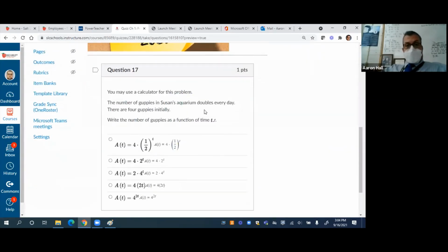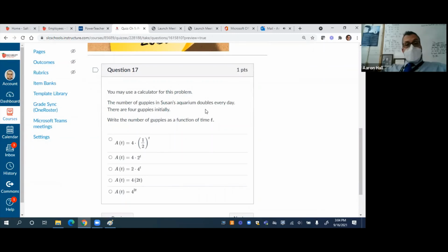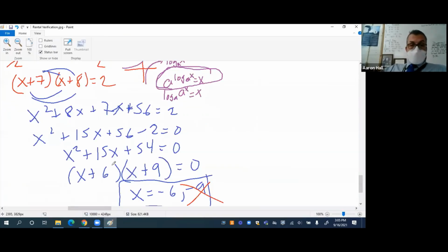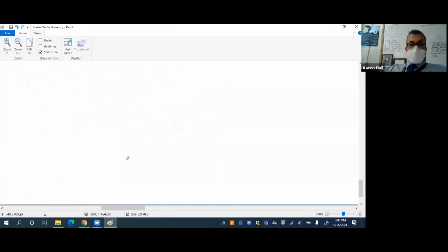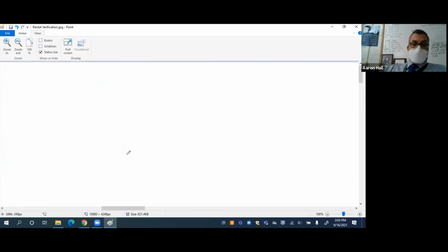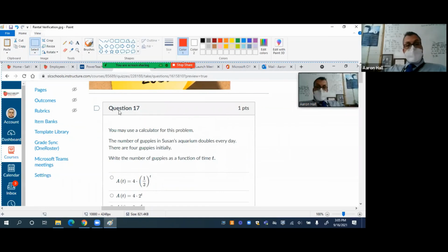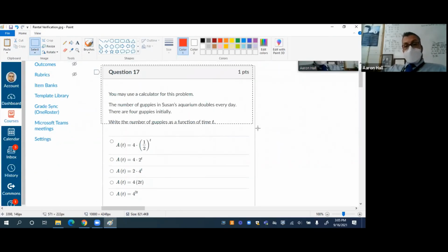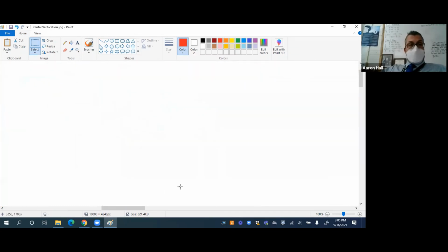Getting nervous. All right, so it says here, the number of guppies in Susan's aquarium doubles every day. There are 4 guppies initially. Write the number of guppies as a function of time. What kind of function is this? Is this linear, exponential, quadratic? What tells you it's exponential? That's a Secondary Math 1 question. It doubles, yep. Because it doubles, that makes it exponential.